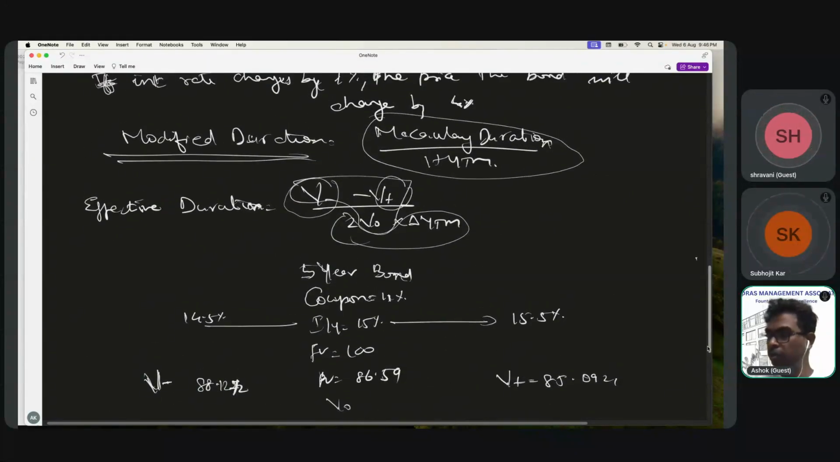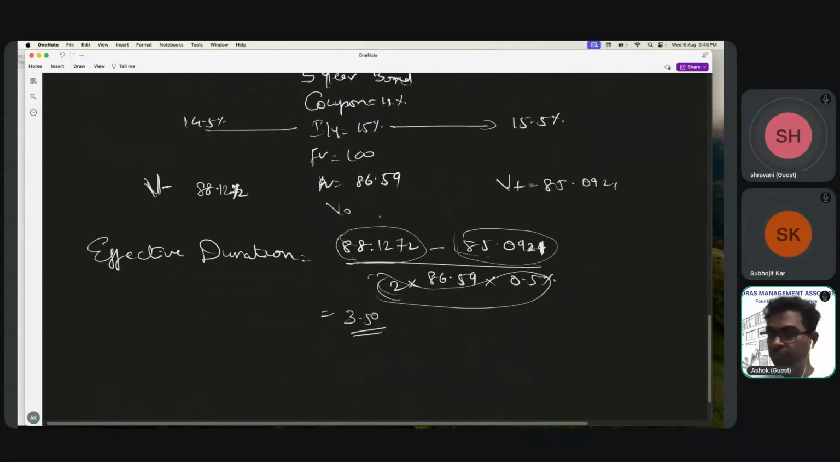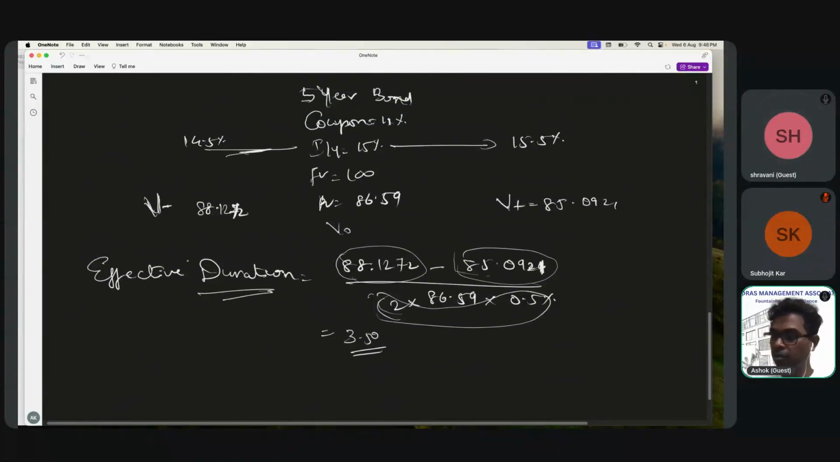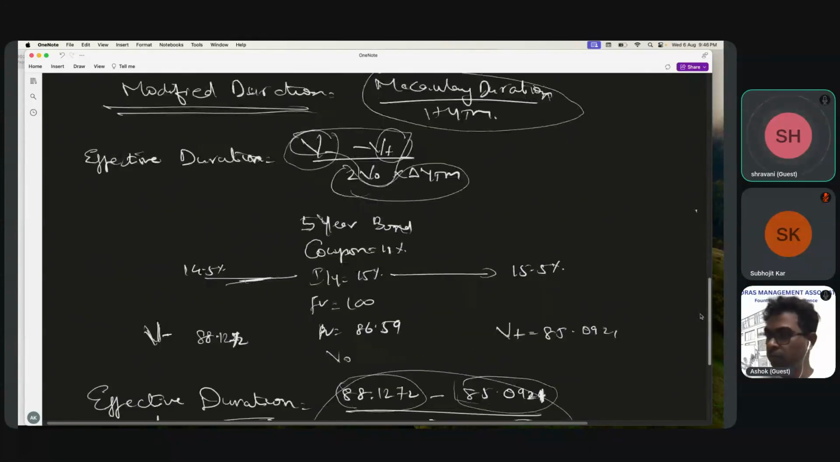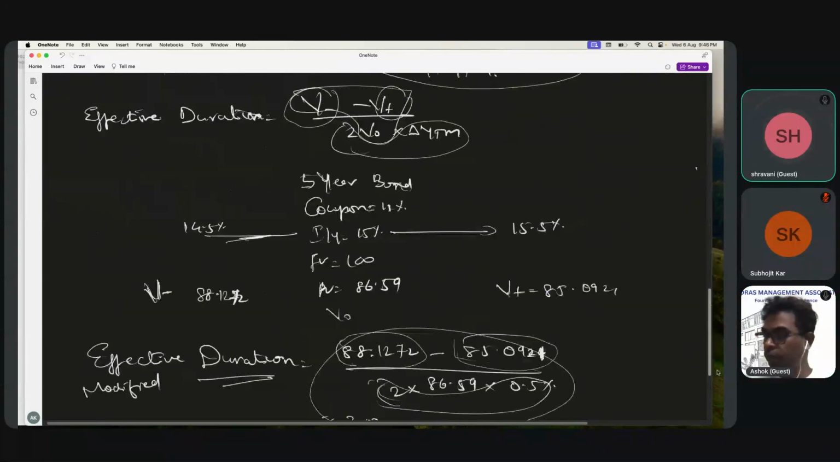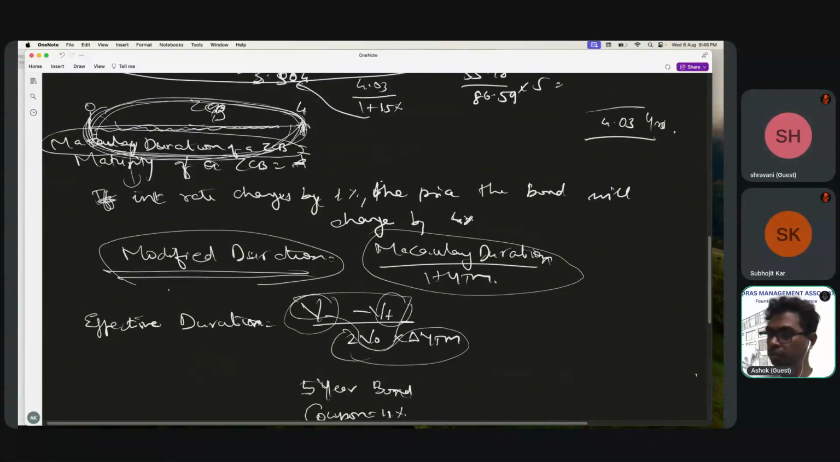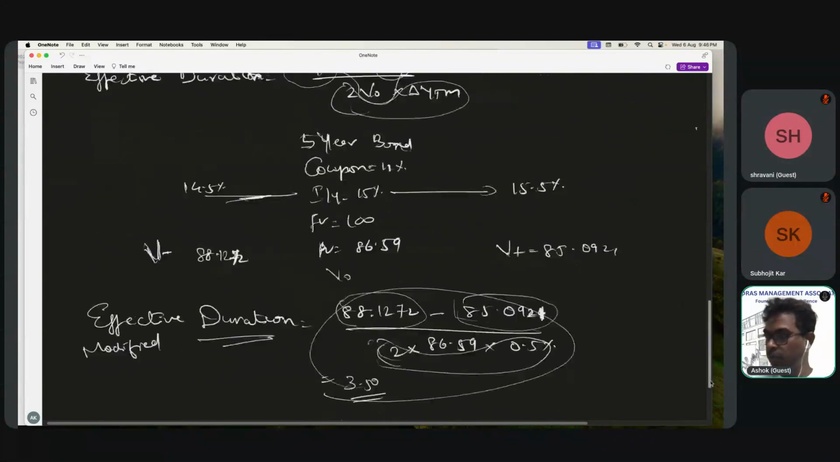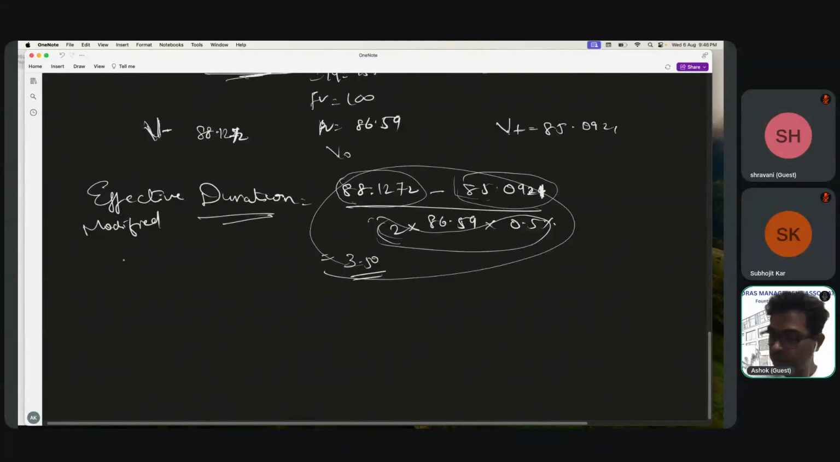So when to use what depends upon the question. If they say change in YTM of the bond, then you should use this one, effective duration. It is also called modified duration; the terminology is used very interchangeably. Based on the question, you have to figure out whether to go this way or with modified duration. If they speak about Macaulay duration, use this formula. Okay, so till here it is fine.